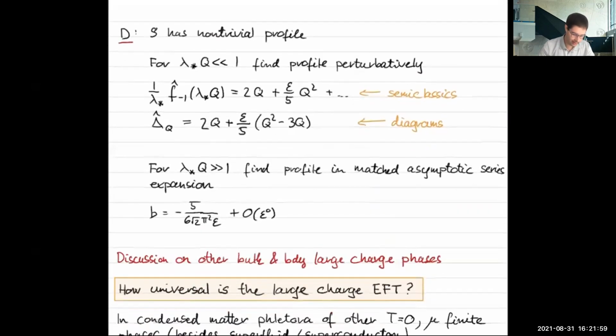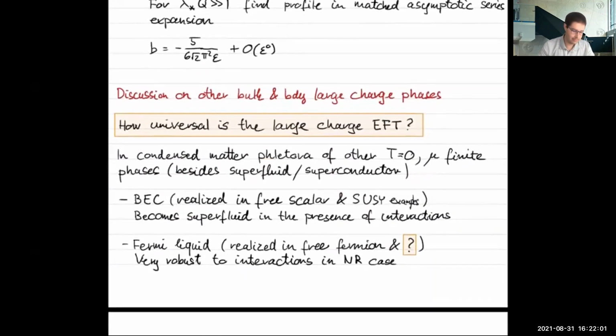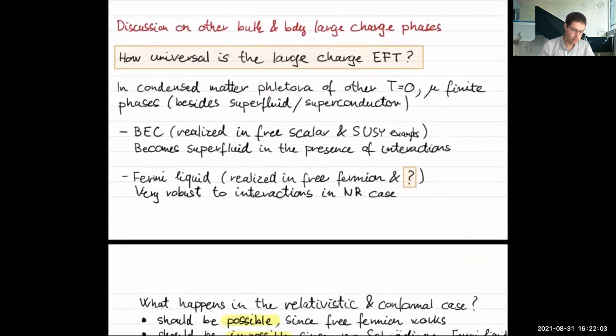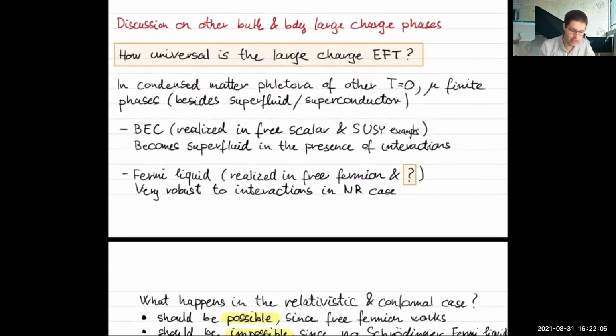Okay, if not, I really wanted some time to discuss with you other bulk and boundary large charge phases. So this is something I find fascinating. I haven't done much about it, but I would like to. So the question that motivates this is how universal is this large charge EFT that all of us have been looking at.